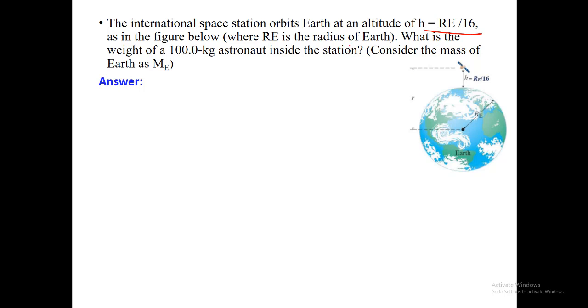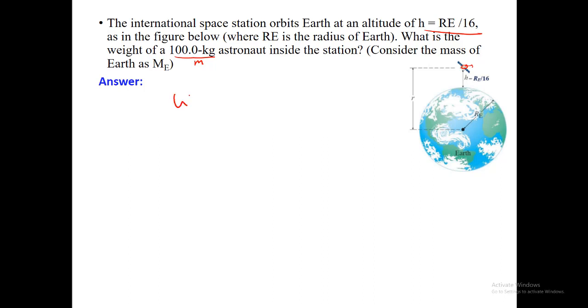As in the figure below, okay. What is the weight of a 100 kilogram astronaut, this is the mass of the astronaut, inside the station. He's asking about the weight of a person here. Of course, we would expect, as we discussed in the lecture itself, that as you move away from the earth, the acceleration of gravity will reduce and the weight of the person will also reduce. So we expect that the weight of this person will be less than the weight of the same person on earth. How much less? How to solve such a problem?